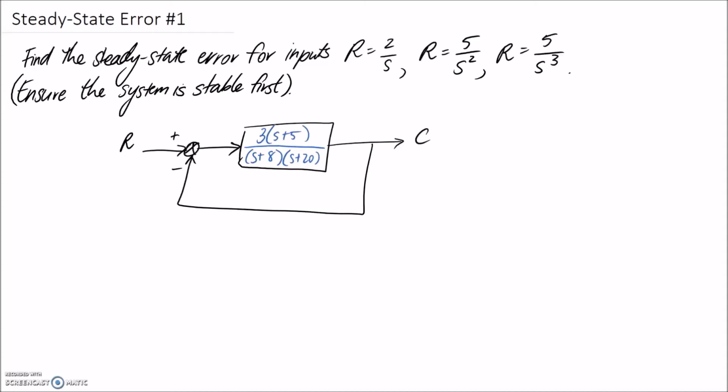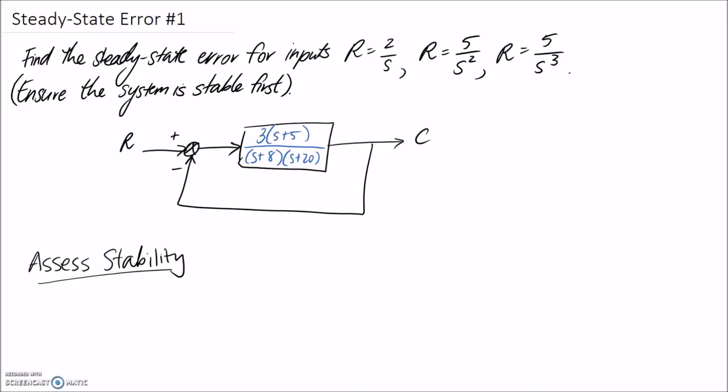So for this question, we're going to try and find the steady state error for 3 different inputs. You'll notice that this one corresponds to a step input, this one corresponds to a ramp input, and this one corresponds to a parabolic input. And we need to first ensure that the system is stable because our steady state error equations don't really make sense if you don't have a stable system. So let's start with that.